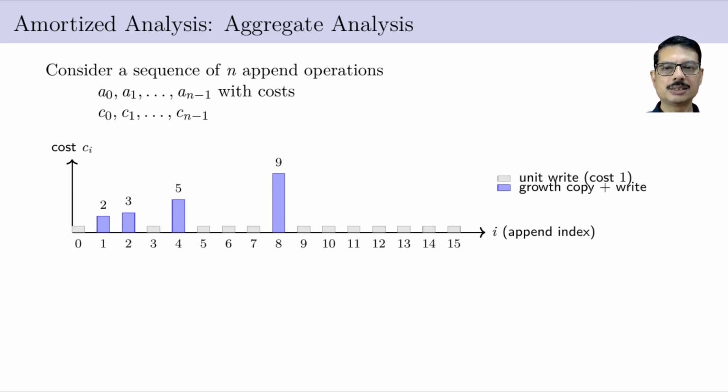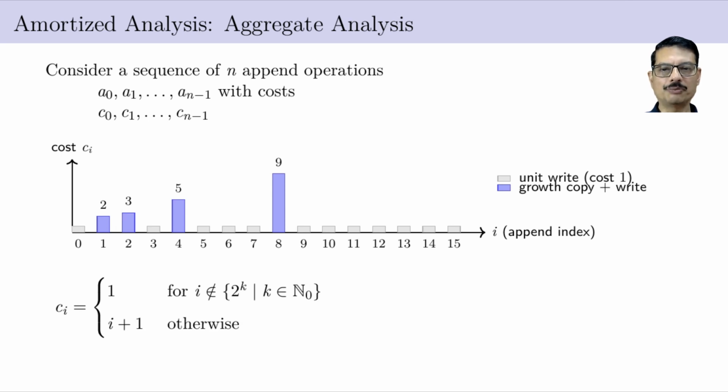So let us look at the cost function. If Ci is the cost of the ith operation, it is going to be 1 if i is not a power of 2. As you can observe, only when i is a power of 2, the cost is different. Otherwise, it's going to be 1 unit. If i is a power of 2, then the cost is going to be i plus 1, which you can easily observe from the upper chart.